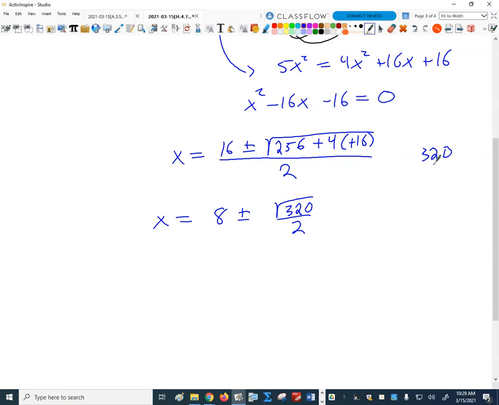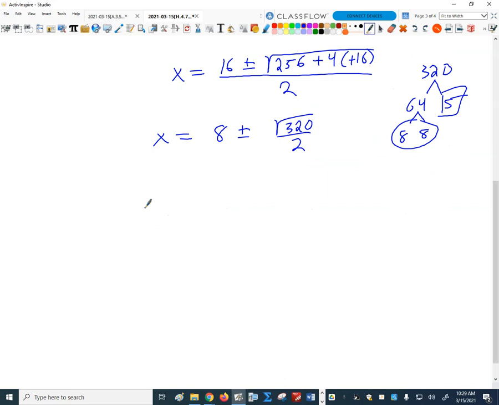320 is 64 times 5. And 64 is a perfect square. That's 8 times 8, right? So we get a couple of 8s and a single 5. So we get x equals 8 plus or minus 8 radical 5 over 2. And look, I could simplify that to a 4. So I get x equals 8 plus or minus 4 times the square root of 5.